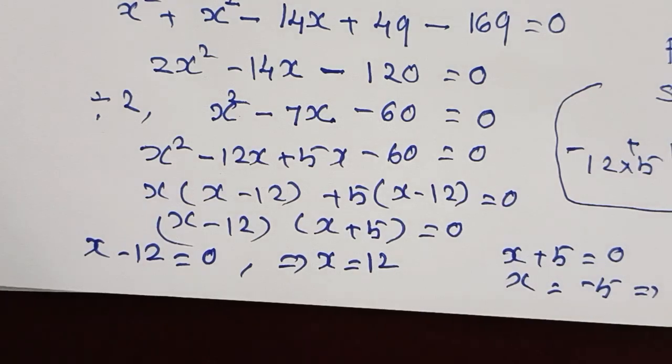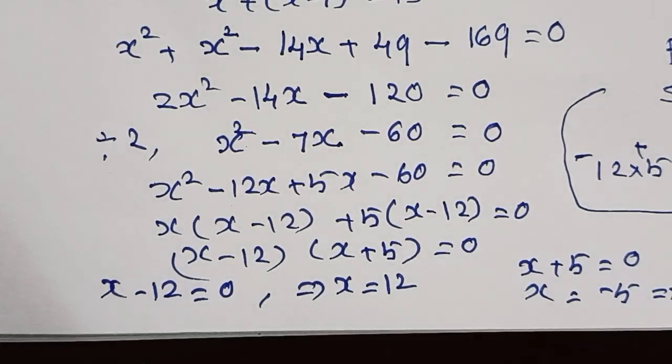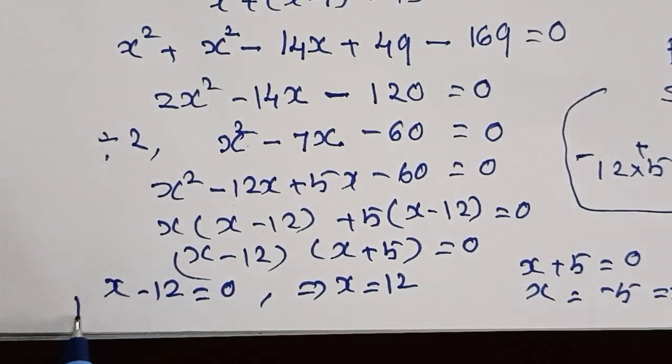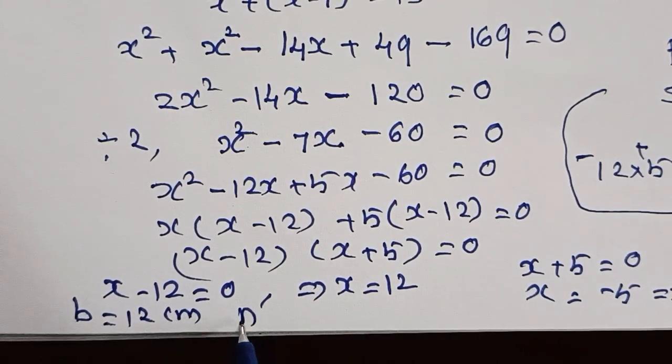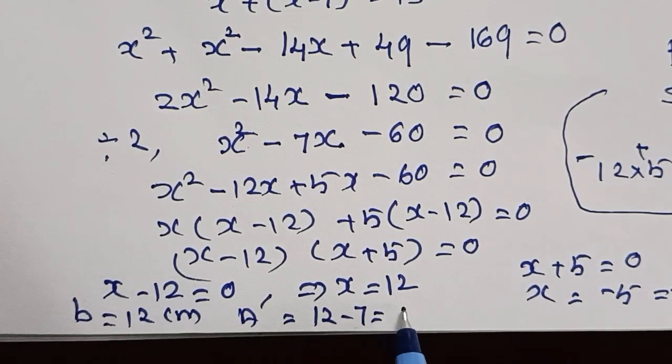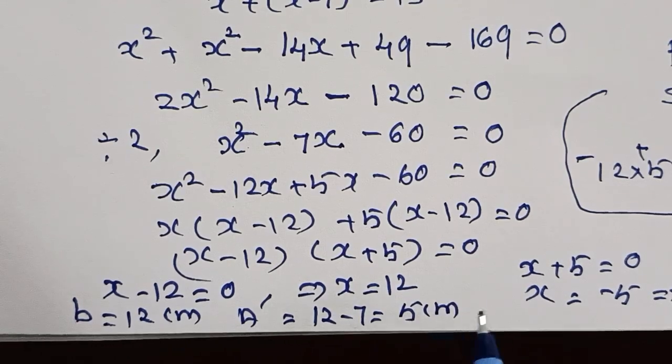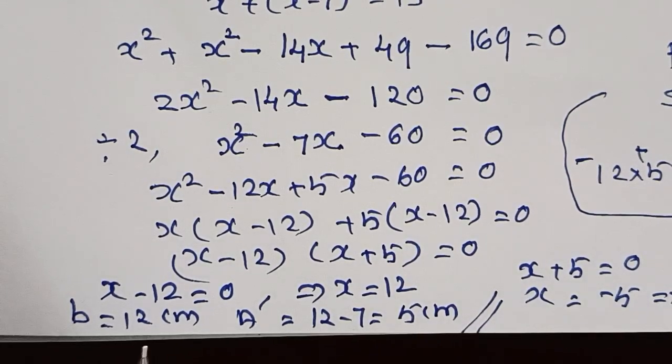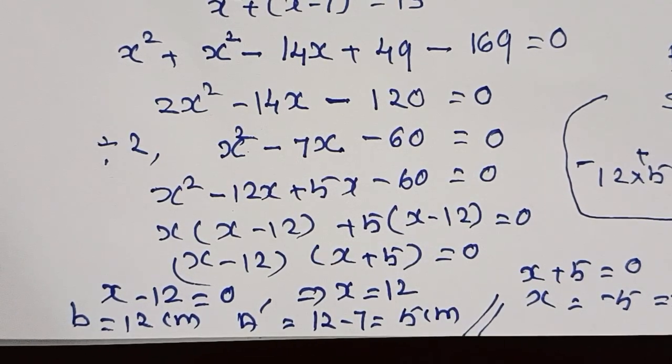Now taking x equal to 12, we get base equal to 12 centimeter, altitude is x minus 7, that is 12 minus 7 equal to 5 centimeters. So base 12 centimeter and altitude equal to 5 centimeter. That is the answer.